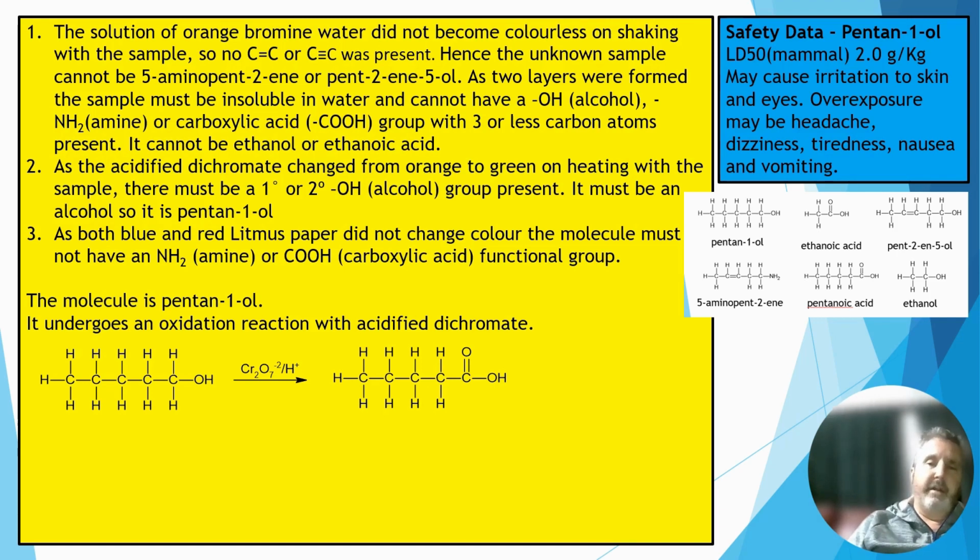We've got the lethal dose of 2 grams per kilogram. And we've got some other information that this chemical pent-1-ol might cause irritation to skin and eyes. Overexposure might cause headaches, tiredness, nausea, and vomiting. So we're going to just give some advice on how we might use this safely in this cleaning solution.